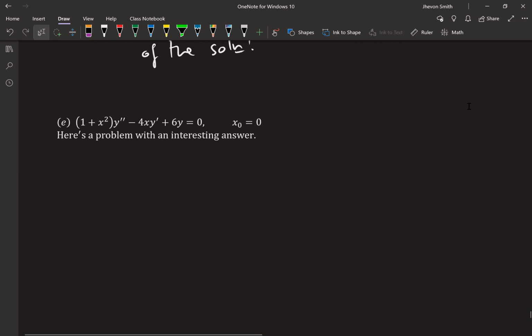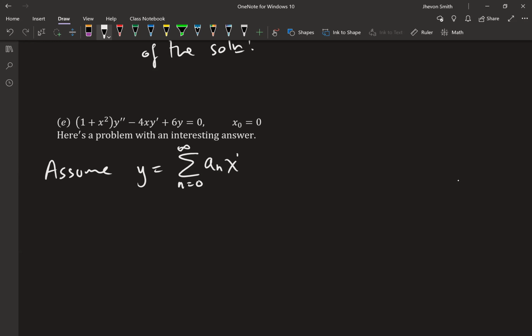So let's say, here's a problem. You want to find a power series solution centered at 0. How would you do it? Well, like always, just to run this through again, assume our y looks like a series solution centered at x0. This means I can plug this into the ODE.